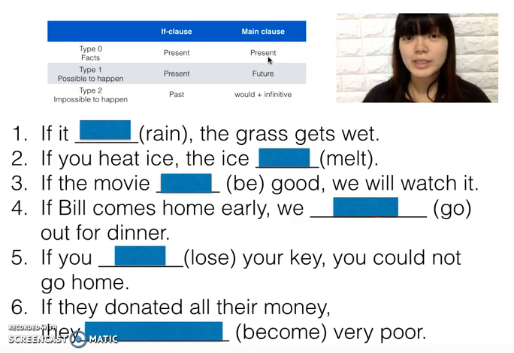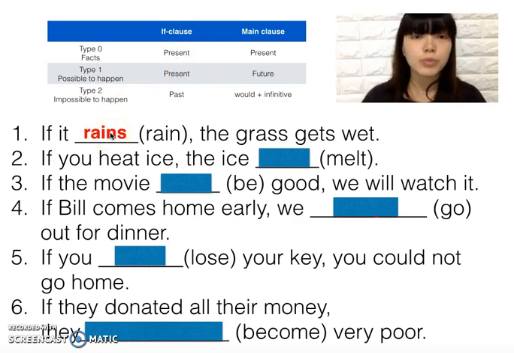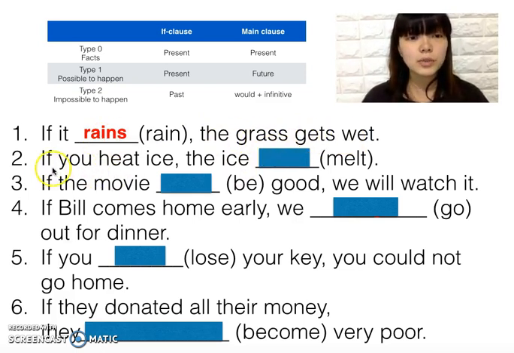There's only one choice. If the main clause is in present tense, it must be type 0. So this one should be present tense. So we will use: if it rains, the grass gets wet. Okay? Present tense, present tense. Alright, take a look at this one.